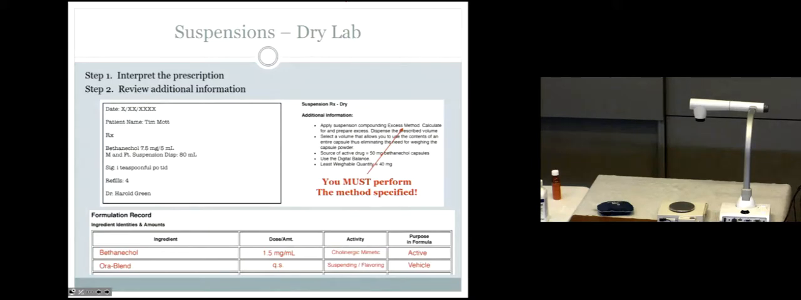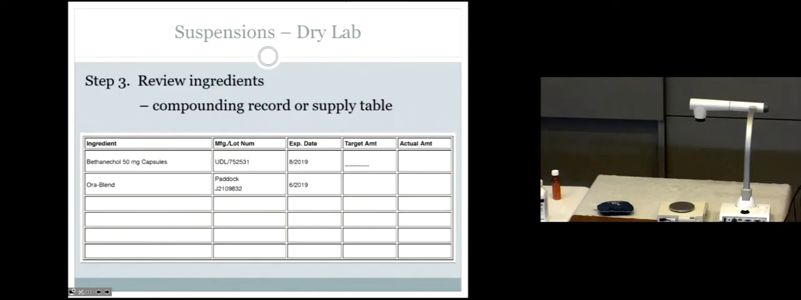I'll remind you, I tell you what the source of the drug is, but I also say apply which method? The excess method. So on the exam, that's where I will tell you which method to use. So let's do it. Let's start by looking at the ingredients, just to remind ourselves before we do our calculations and our formulation here. What are we using? We have bethanechol, 50 milligram capsules.